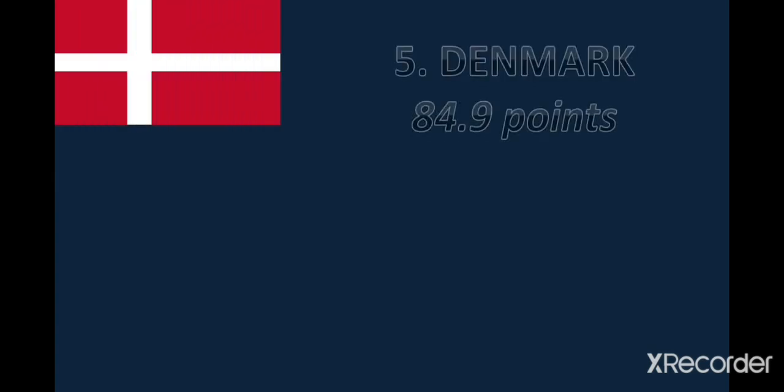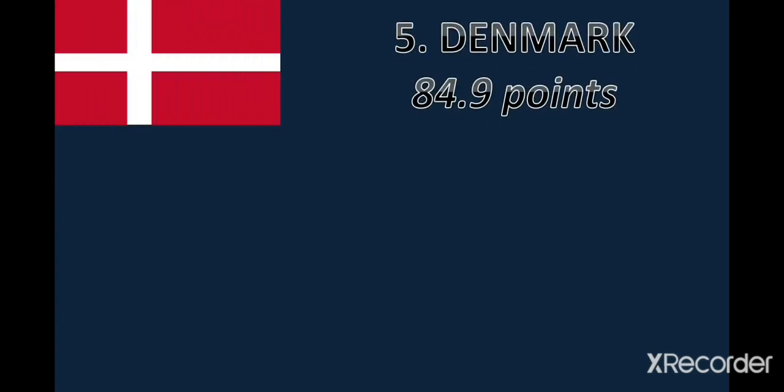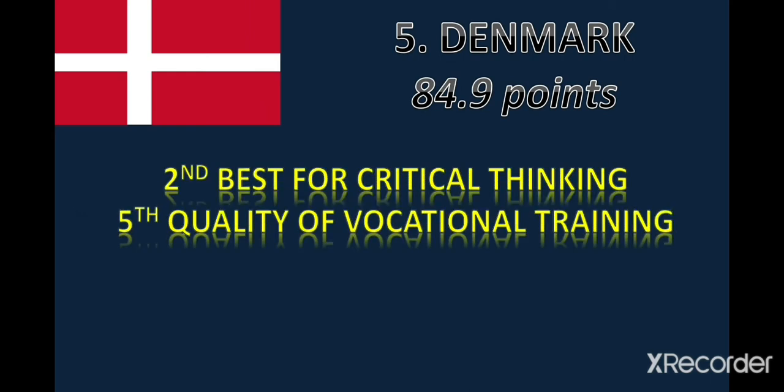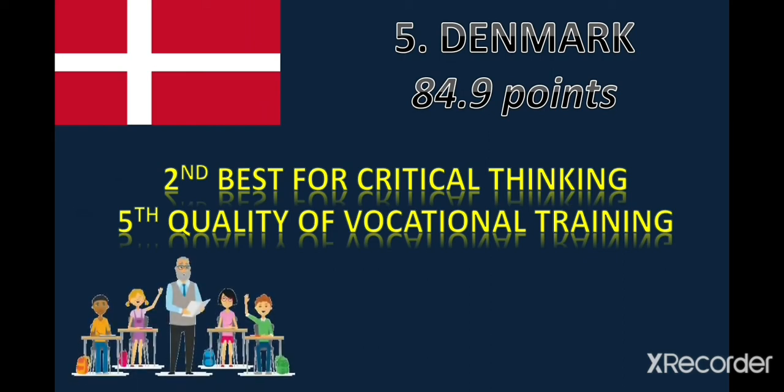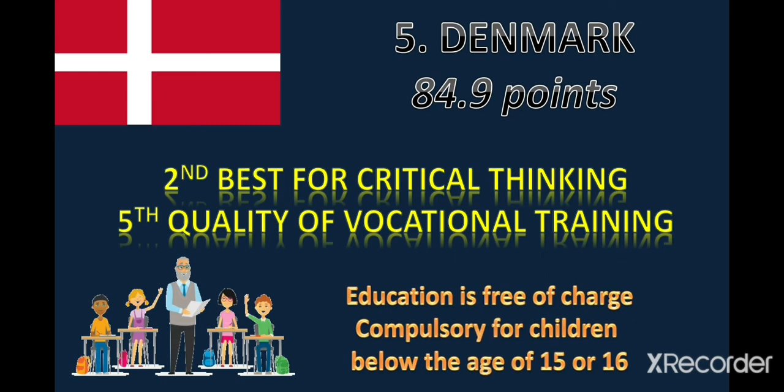Denmark. Denmark ranks 5th position for best education system in the world with 84.9 points out of 100. It is the 2nd best for critical thinking in teaching and 5th for quality of vocational training. Almost all educational institutes in Denmark are free of charge for Danish citizens and permanent residents. Education in Denmark is compulsory for children below the age of 15 or 16.